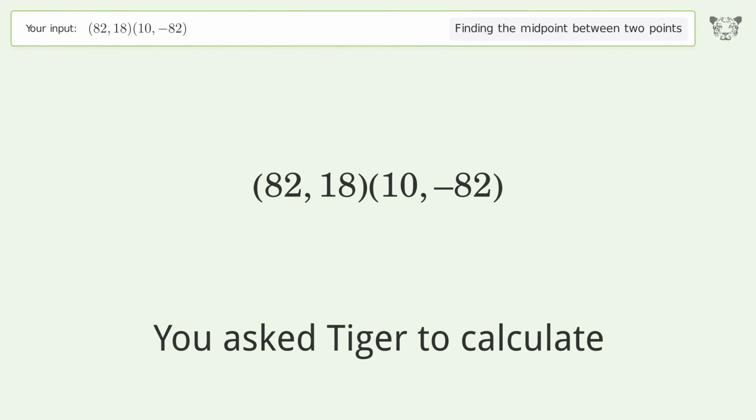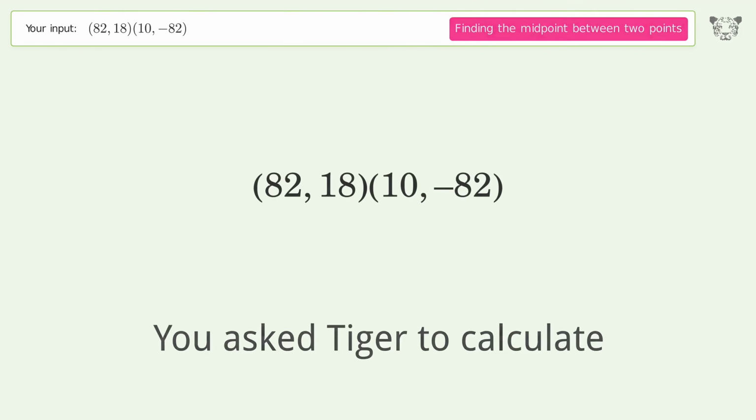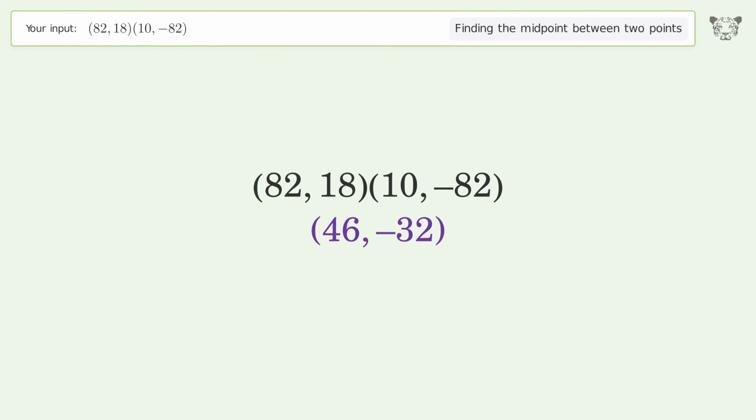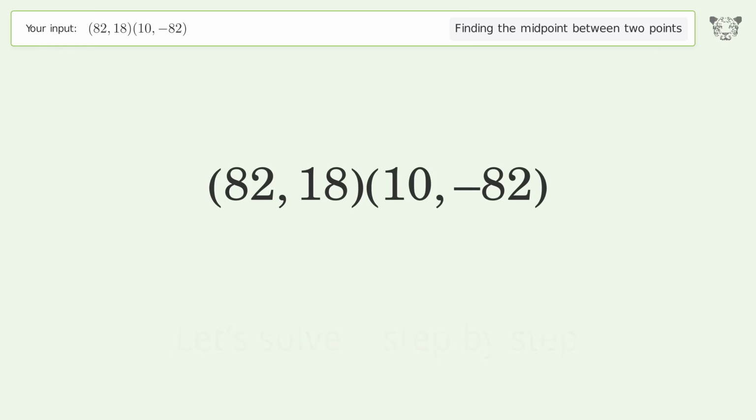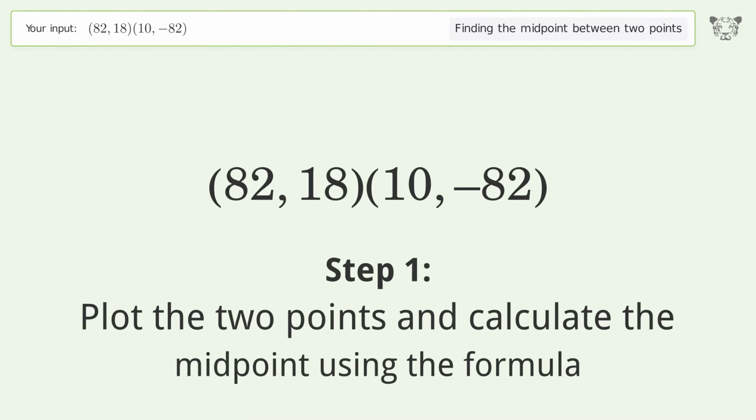You ask Tiger to calculate. This deals with finding the midpoint between 2 points. The midpoint between the 2 points is 46, negative 32. Let's solve it step by step. Plot the 2 points and calculate the midpoint using the formula.